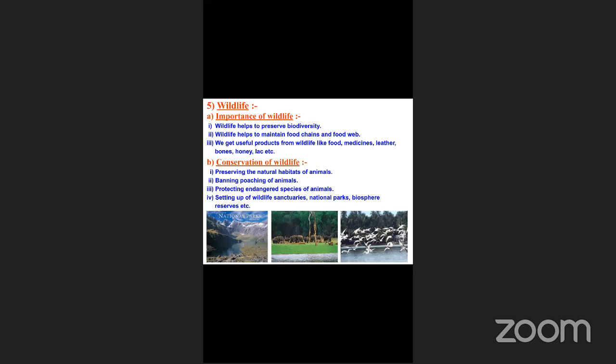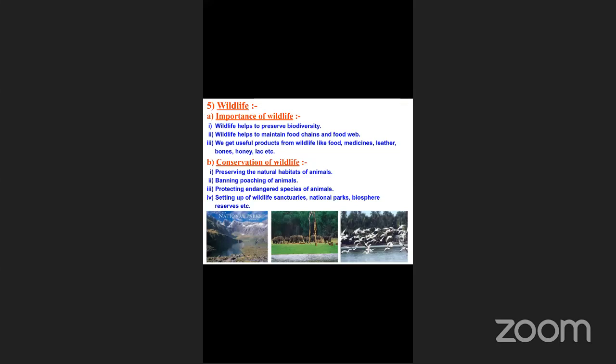Now, conservation of wildlife is also very important. We have to preserve the natural habitat of animals. You know what is habitat? The place where the organism lives is called its habitat. So preserving the natural habitat of animals is important. If you don't give them the natural habitat, these wildlife will not live on this earth.